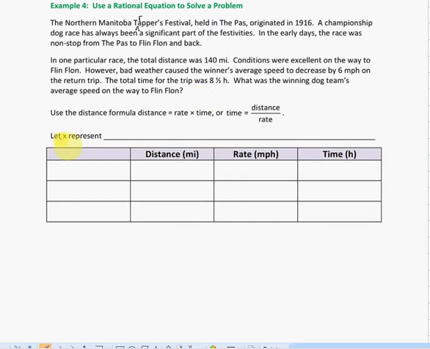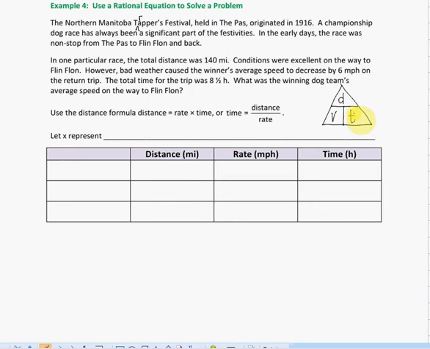Okay, so let's remind ourselves that our distance formula is distance is equal to rate times time, or if you're in physics, it would be velocity times time. Or time is equal to distance over rate. And if you remember your triangle from science, you can use that too. Distance is equal to velocity times time.